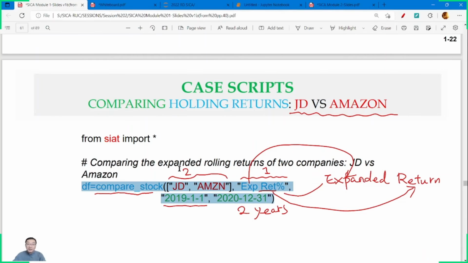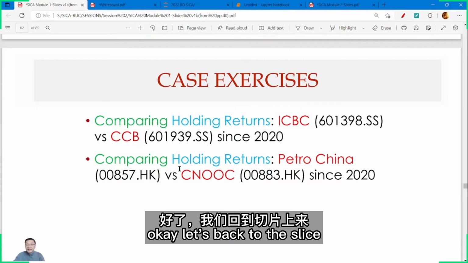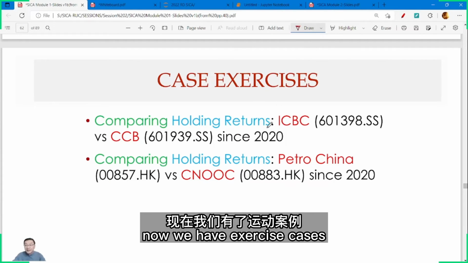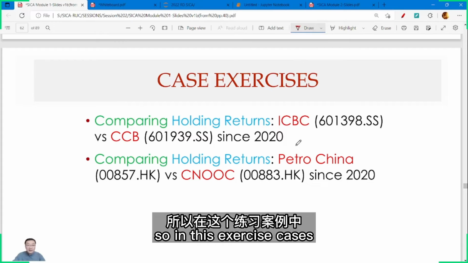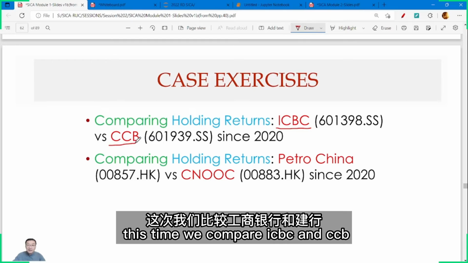Okay, let's go back to the slides. Now, we have exercise cases. In these exercise cases, let's do it together. This time we compare ICBC and CCB. This time we use A shares.